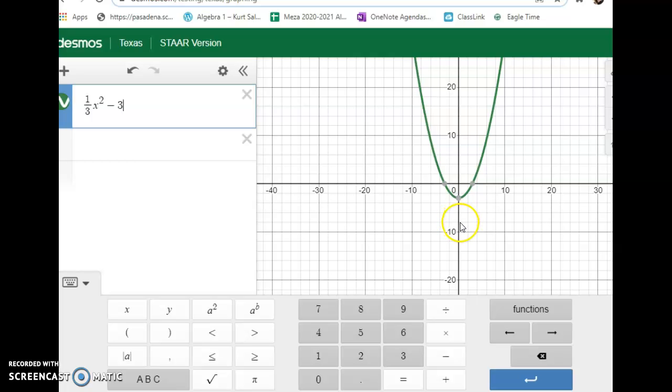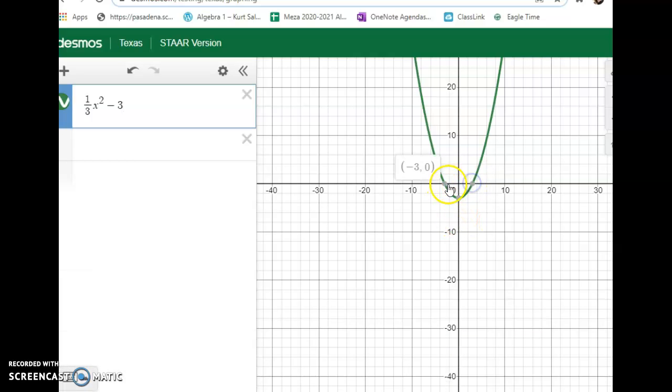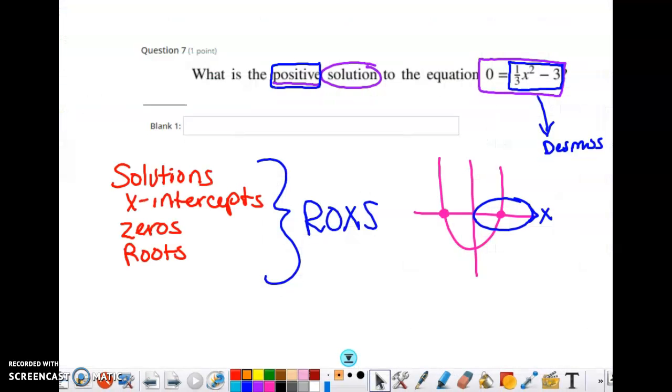And remember, I told you that we need the positive one. So these are my solutions. I need the positive one. Okay, so what is the positive solution? And then just type the answer here. So just the number. So my positive answer is 3. So I would just type the number 3. You do not have to put x equals or anything else. Okay?